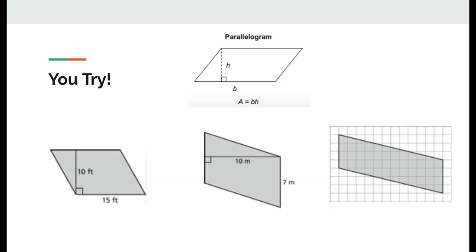Now there are 3 for you to try. Again, pause this video and try them on your paper and pencil.